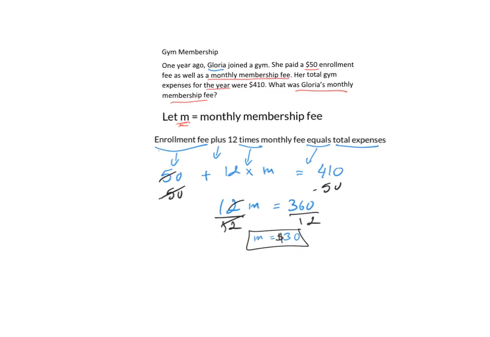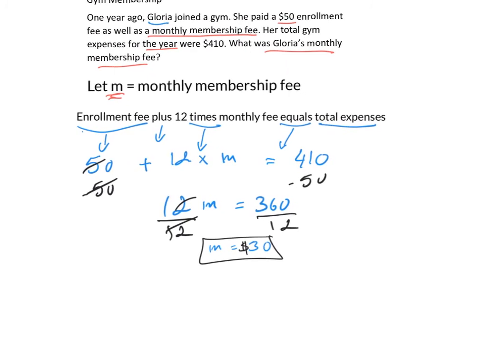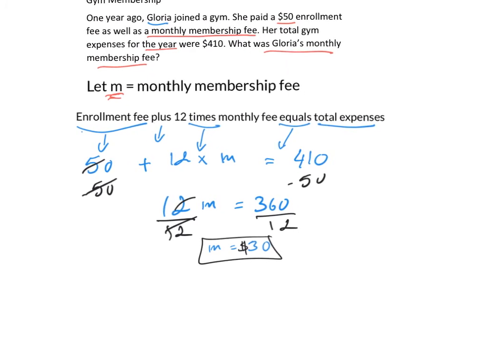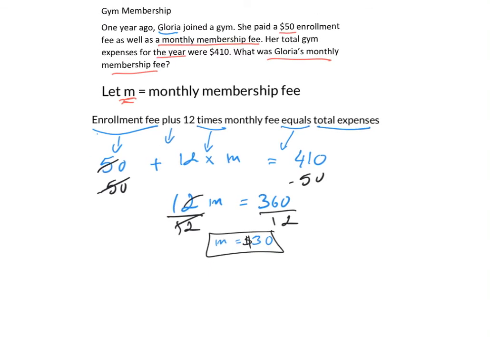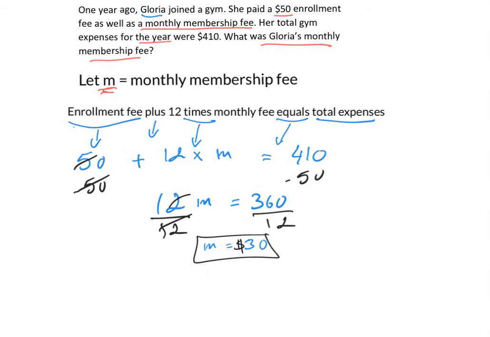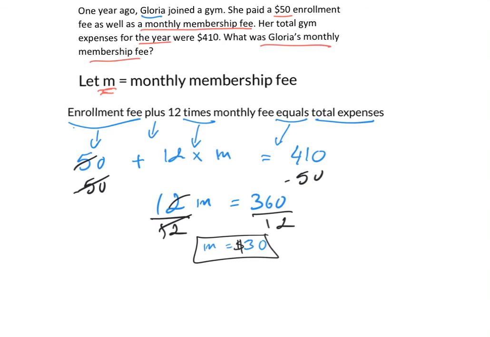So if Gloria paid $30 per month for 12 months, for the whole year, plus the $50 enrollment fee, the total will be 410. So $30 is going to be her monthly fee payment.